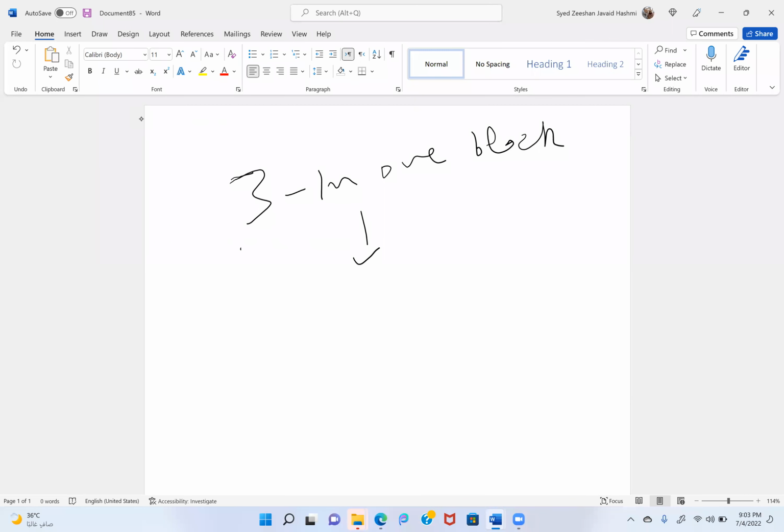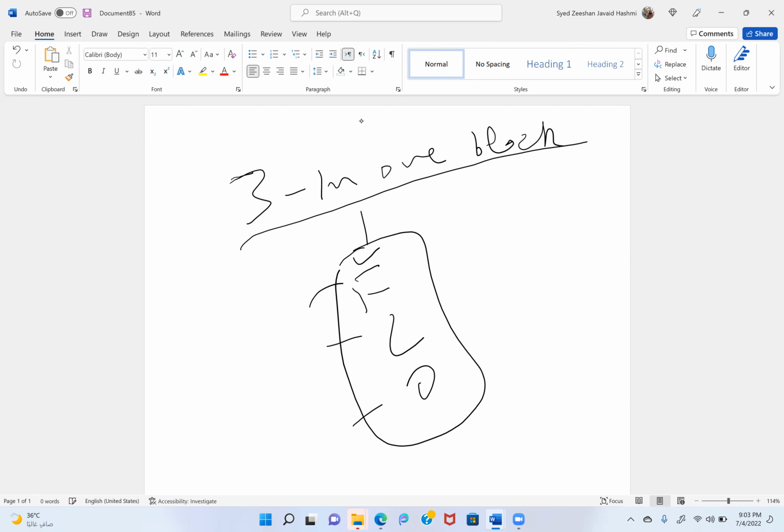Which nerves are in the 3-in-1 block? Who will tell? Femoral, lateral cutaneous, or obturator. Okay, so actually they are fascia lata and fascia iliaca, and actually it is given in the form of fascia iliaca block. Okay, I'm sorry for the bad handwriting.